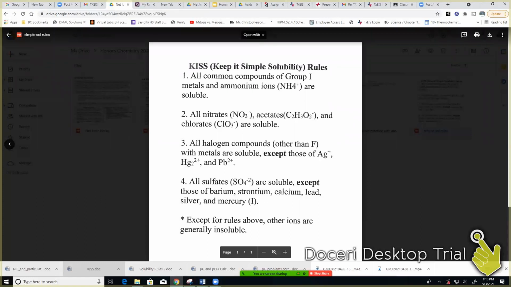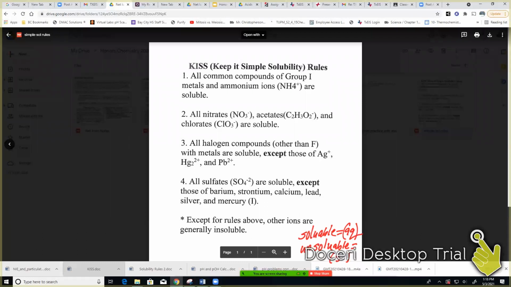So some of these we've already mentioned. If you remember, soluble means it's going to be AQ, aqueous. It will dissolve in water. If it's insoluble, then it ends up being an S for solid. So these are the rules for solubility, things that will be soluble or will ionize.